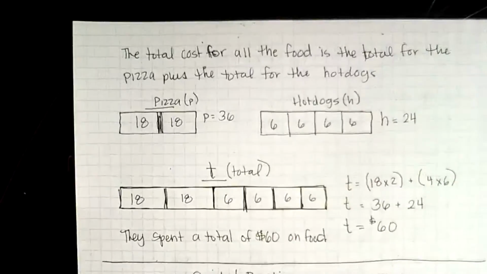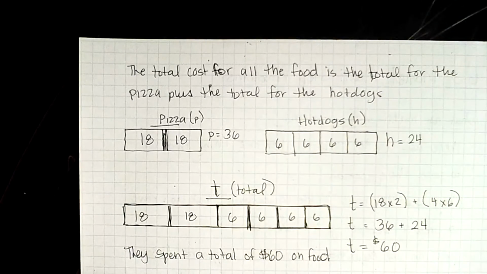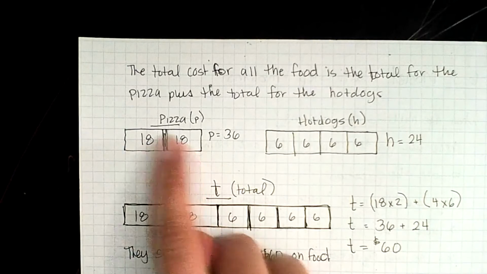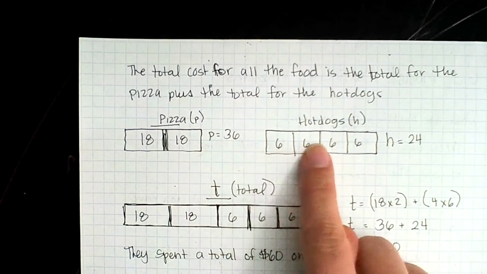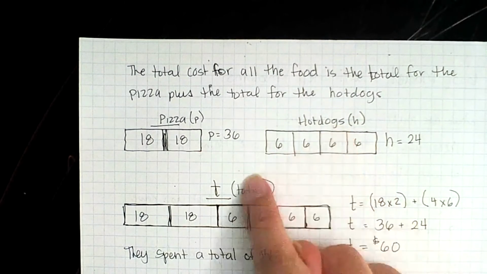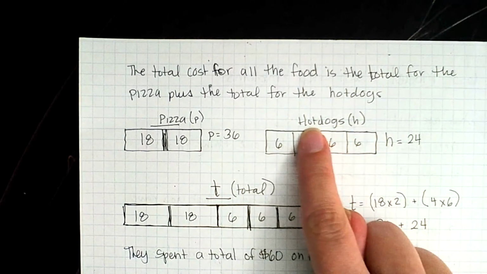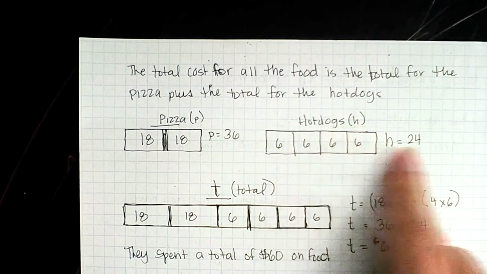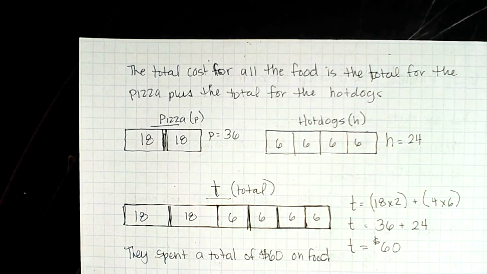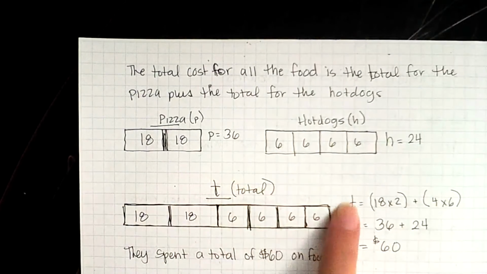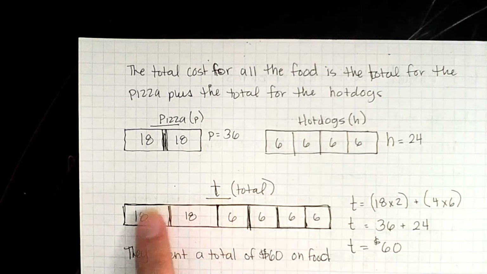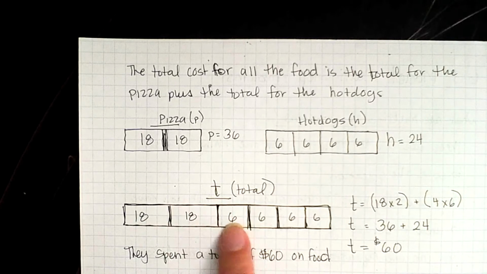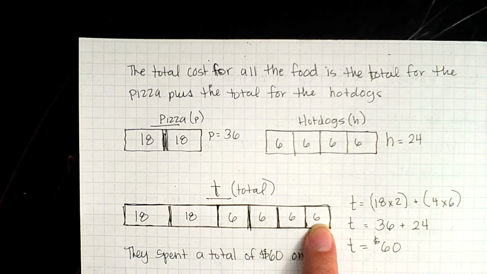So the way I can do that with a bar diagram is I can show the pizzas 18 and 18 equals P, the price of the pizzas, which is 36. And I can do 4 groups of 6 to show 4 groups of $6 each to show the 4 hot dogs, which is H. So H over here is equal to 24. And then I can combine my bar diagrams to find the total cost. So I made T my total. So T is the variable I put for the total cost of all the food. And I have the 2 pizzas for 18 and the 4 hot dogs for $6 each.